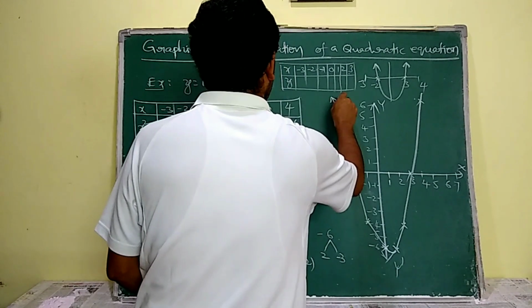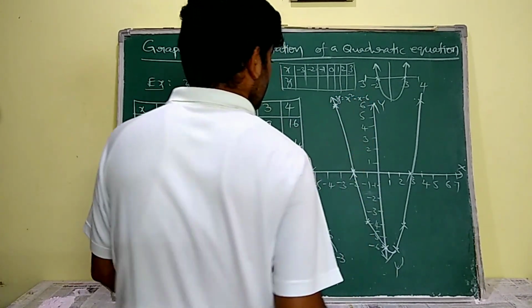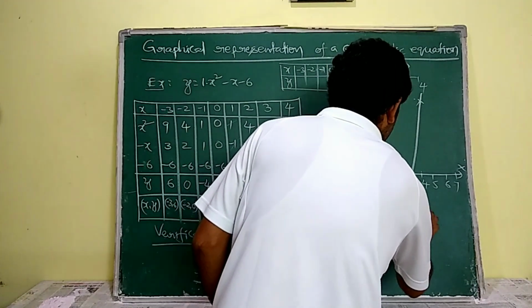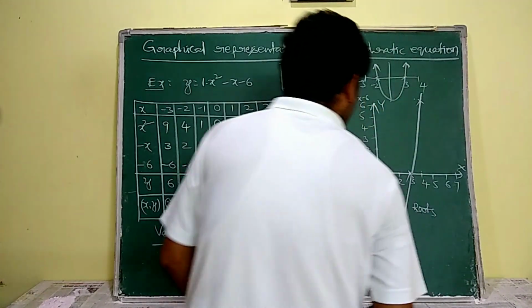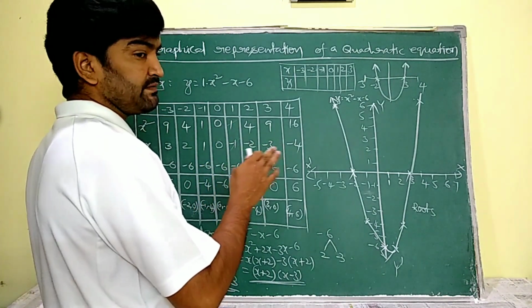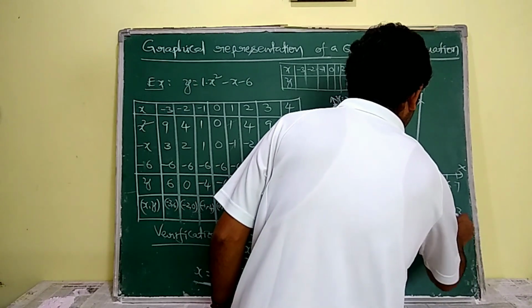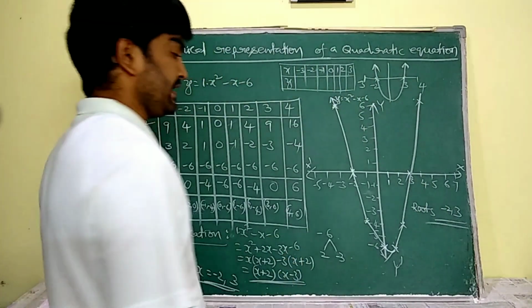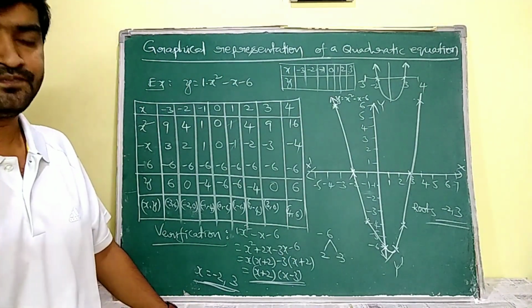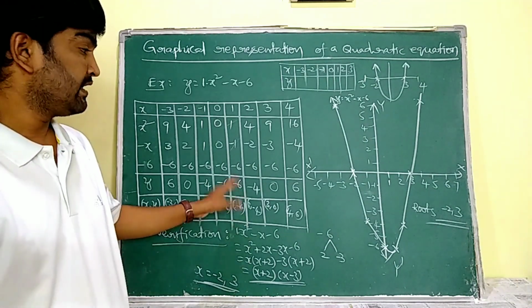And name this graph as y is equal to x square minus x minus 6. Here you have to write the roots, in the sense the zeros. The graph touches the x-axis at two different positions, and those are known as roots, minus 2 and 3. These are the values of x. Like this you have to find the zeros of the given quadratic polynomial graphically.